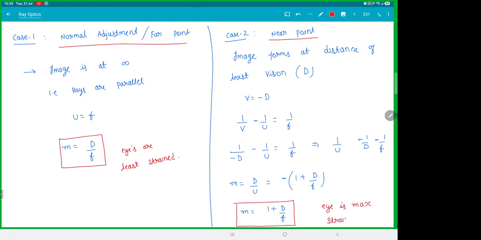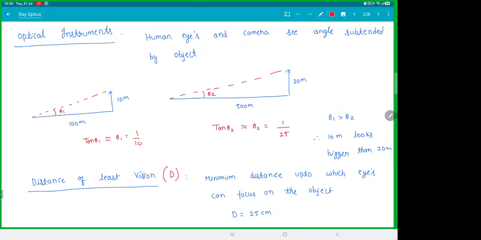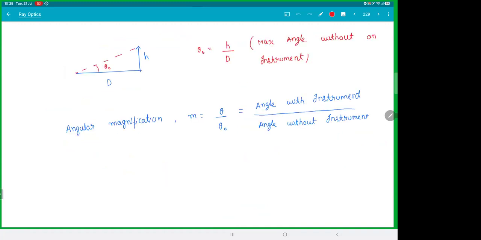So that means in a simple microscope, your magnification can lie between D by F and 1 plus D by F, where F is the focal length. This is your simple microscope. Is everyone clear with the working? The whole story starts with 2 points. One, humans see angles. Second, if you bring something very close, you can't see. The closer you bring it, the bigger the angle, good. But if you bring it too close, once you cross 25 centimeters, you can't see.